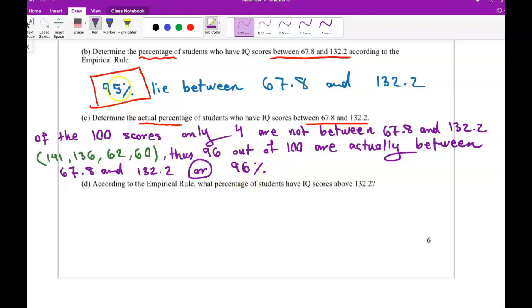You may say, okay, well, we have 95 here and 96%. That's fine because this 96% is very close to 95%. And this is what the actual percentage is because we had our data in that table. So very close to 95%. And the answer is this one for part C.